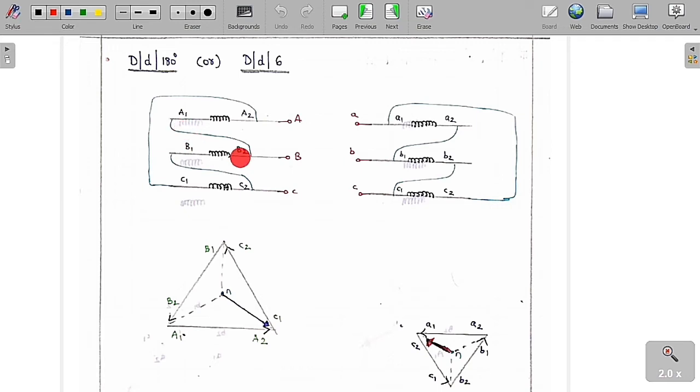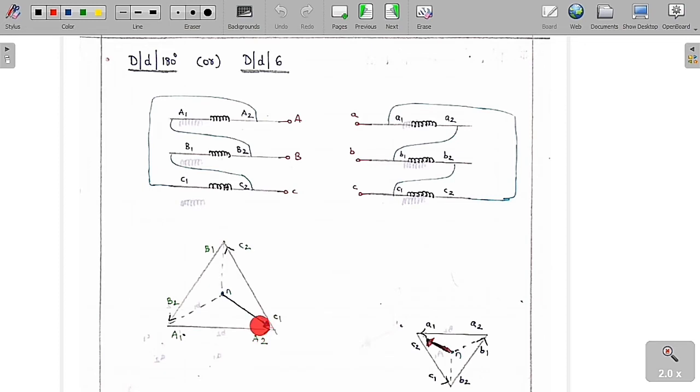Now A1 is connected to B2, B1 is connected to C2, and C1 is connected to A2, so you are going to get a triangle. The middle point we take as the neutral point. Because we are taking supply from A2, take a line from N to this A2 point.